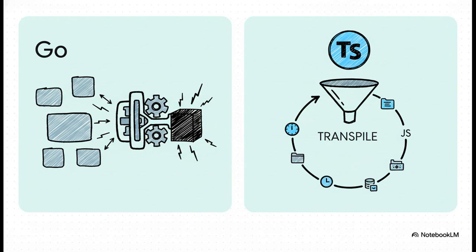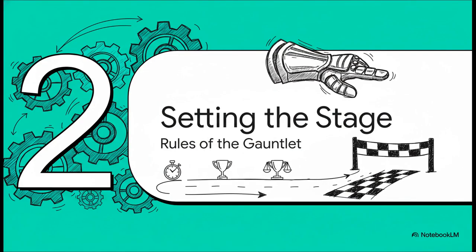And for handling lots of tasks at once, Go uses something called goroutines. These are super lightweight threads. TypeScript, well, it uses the classic single-threaded event loop. And trust me, this fundamental difference is going to be the key to understanding all the results we're about to see. Okay, so we've sized up our contenders.